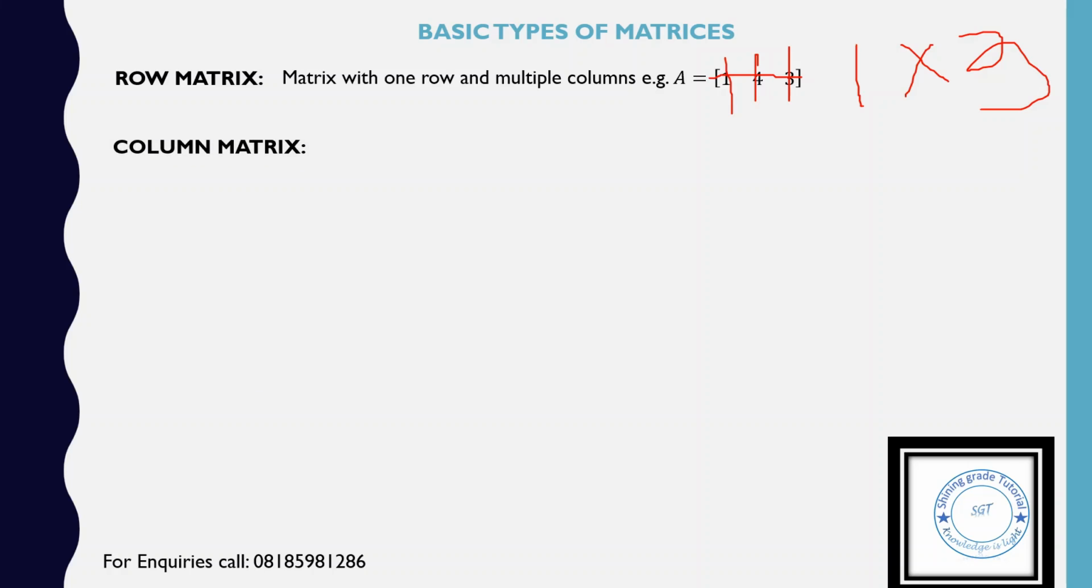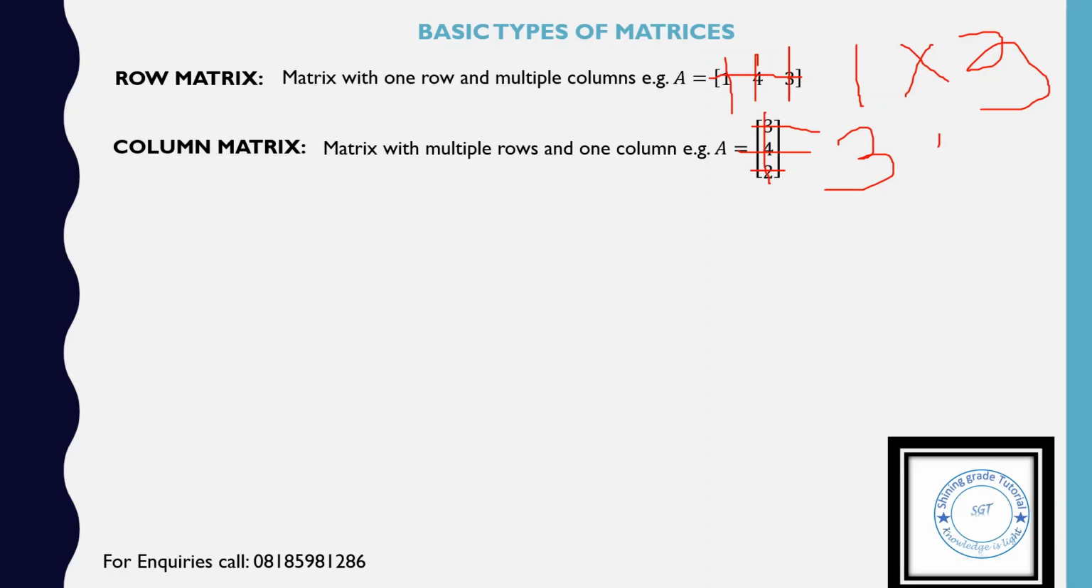Another type of matrix here is called a column matrix. If a row matrix is a matrix with one row and multiple columns, then a column matrix is a matrix with multiple rows and a single column. A matrix with multiple rows and a single column is called a column matrix. Here we have three rows and just a single column, so the order is 3 by 1, the transpose of a 1 by 3 matrix.